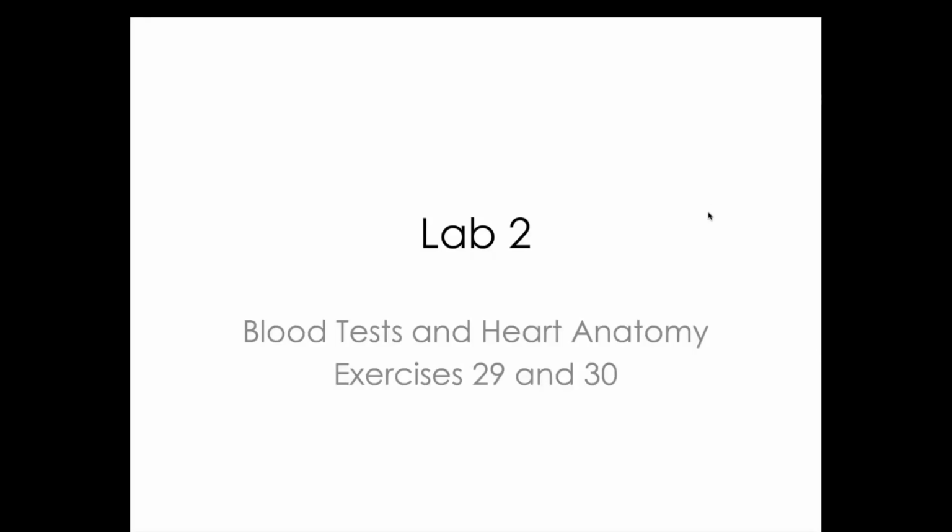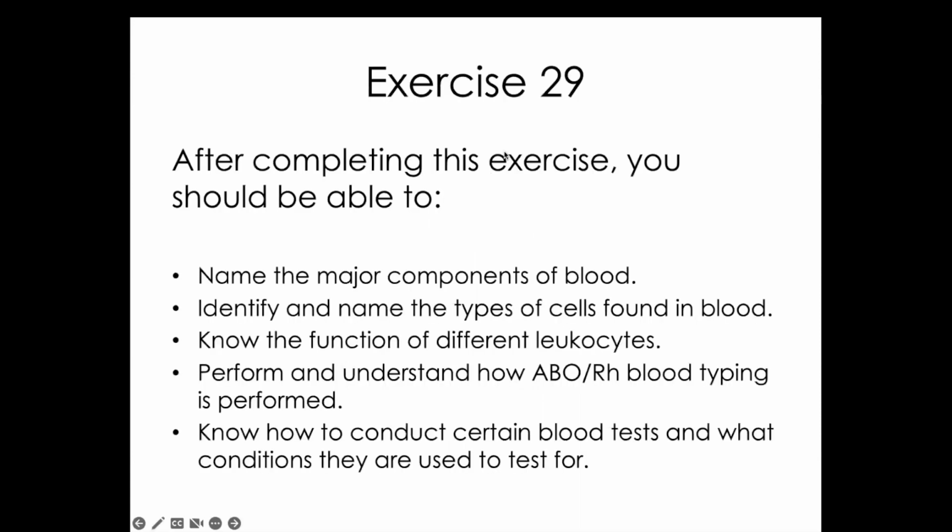All right, welcome to lab 2. We're going to go over blood and the heart anatomy. After today, you should be able to name the major components of blood, identify and name the type of cells found in blood, know the functions of different leukocytes, perform and understand blood typing, and lastly, know how and when to use certain blood tests.